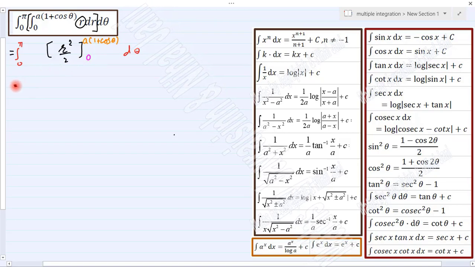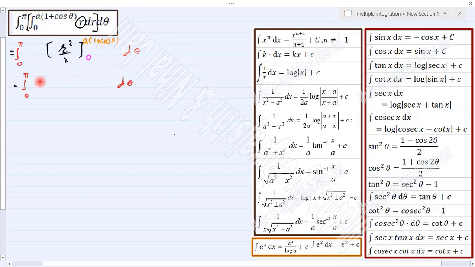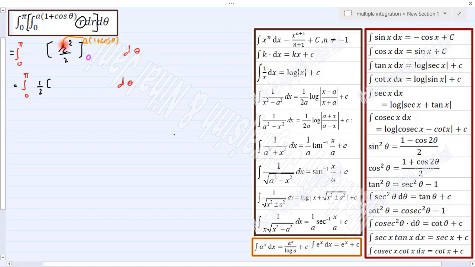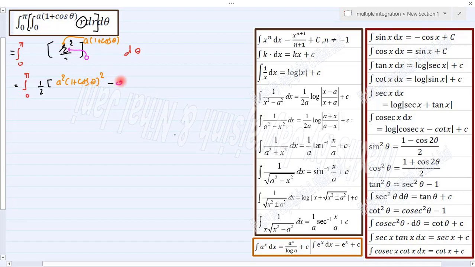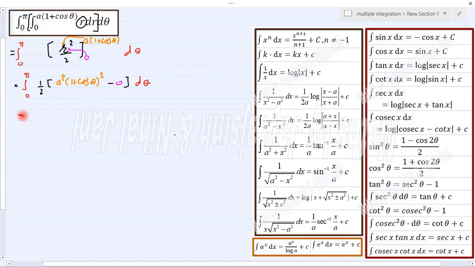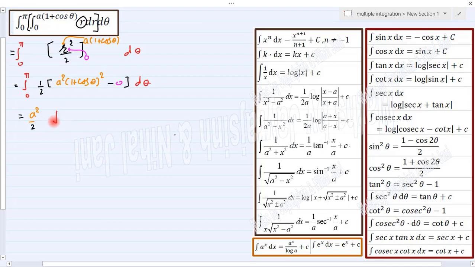Okay, so your outer integration will be as it is. This 1 by 2 will also remain as it is. Let's substitute the upper limit instead of r. So we will get a square times 1 plus cos theta the whole square, minus the lower limit, you will get 0 square. Now a square by 2 is a constant term. Take it outside. We just have to integrate 1 plus cos theta the whole square.